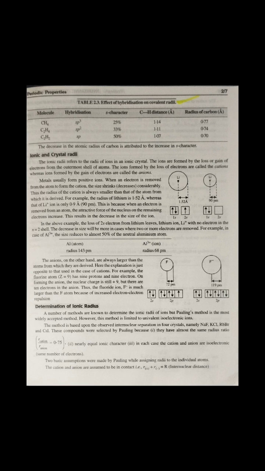Now we determine the ionic radius. A number of methods are known to determine the ionic radius of an ion, but the Pauling method is the most widely accepted method. However, the method is limited to univalent isoelectronic ions. This method is based upon the observed internuclear separation of four crystals, namely NaF, KCl, RbBr, and CsI. These compounds were selected by Pauling because they have almost the same radii, whose ratio is 0.75.